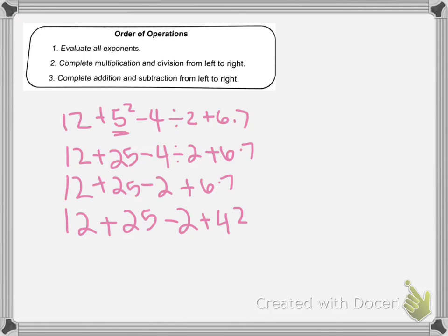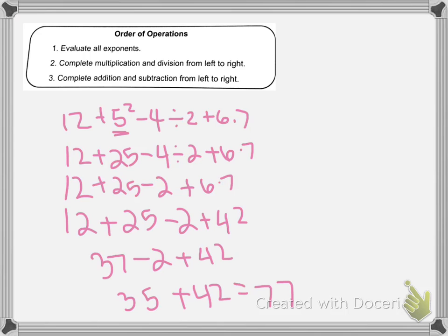Now we've got to do our addition and subtraction from left to right. So we're going to do this one, 12 plus 25 is 37, so we have 37 minus 2 plus 42. 37 minus 2 is 35, plus 42. I don't have any room anymore, so I'm going to do it on the side, and we got 77. Okay, so that was a long example.